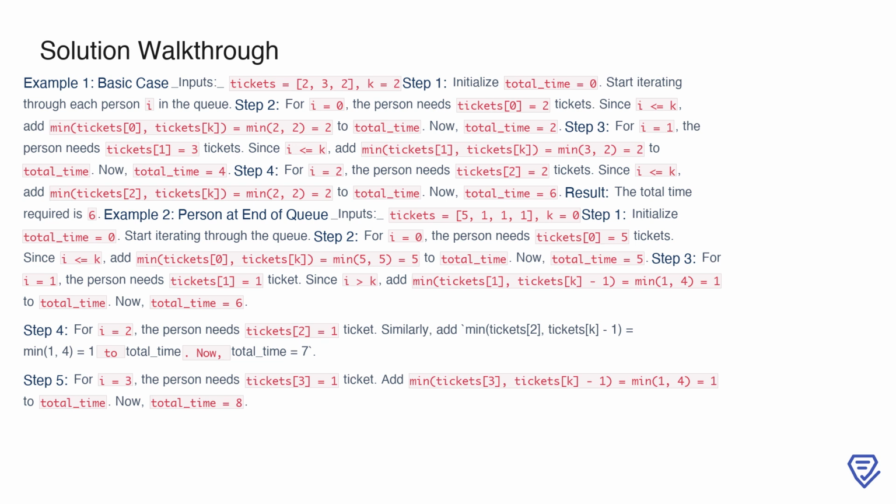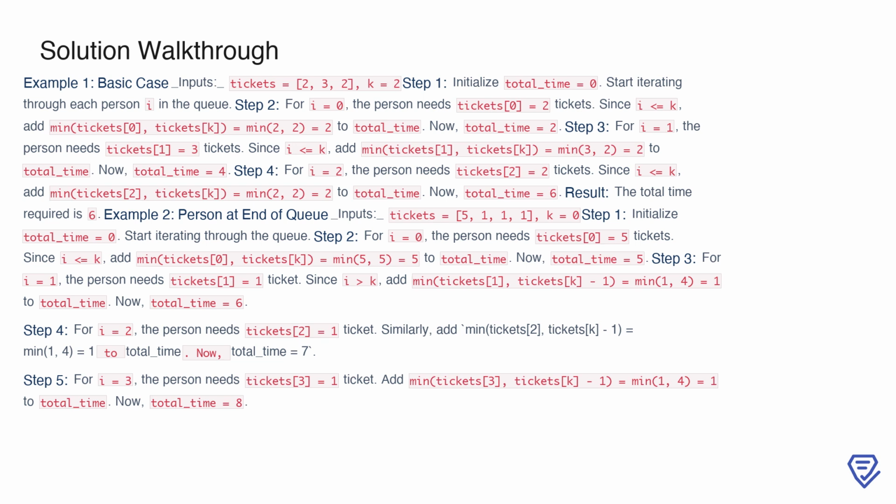Moving to example 2, the inputs are tickets equals [5, 1, 1, 1] and k equals 0. Again, we start by initializing total_time to 0. For i equals 0, the first person, who is also the target person k, needs 5 tickets. Since i is less than or equal to k, we add min(tickets[0], tickets[k]) = min(5, 5) = 5 to total_time, making it 5 so far.